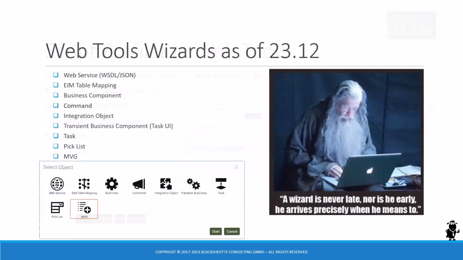Okay, we have the full list of wizards in 23.12. Starting with, I think it's chronological order. Web service was the first one, the SOAP and REST or WSDL JSON importer. And then we got several others. And this year, I think we got all the others.